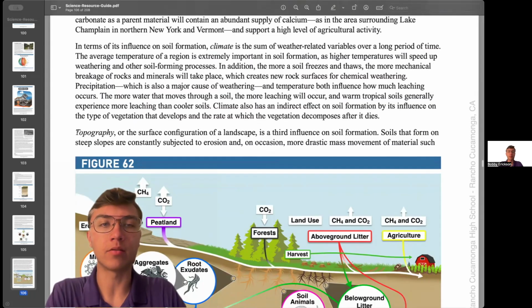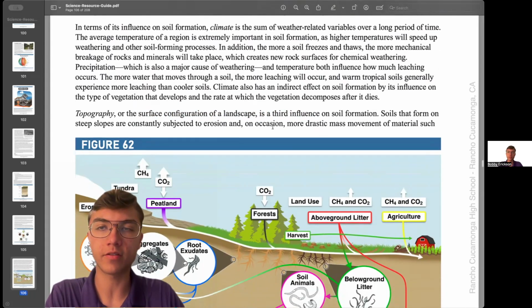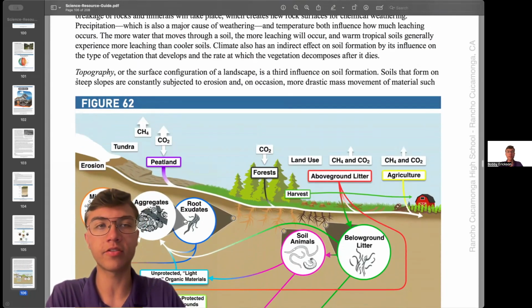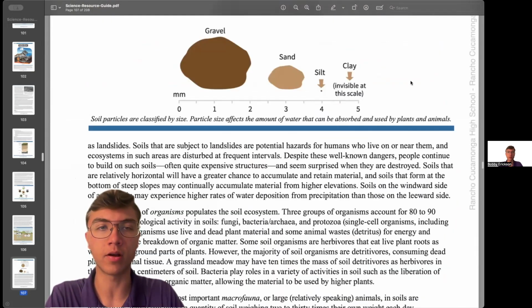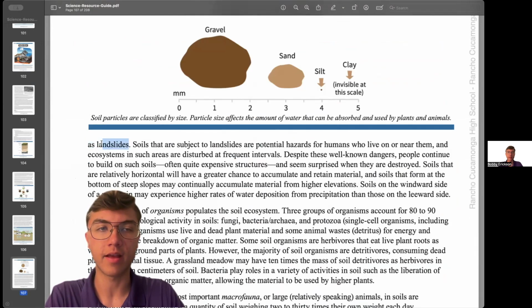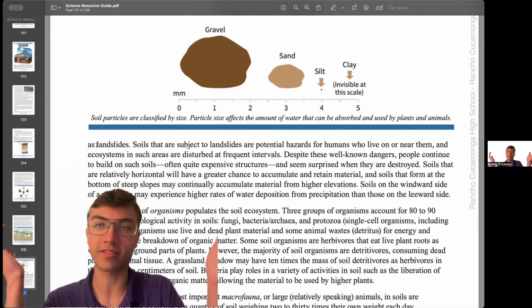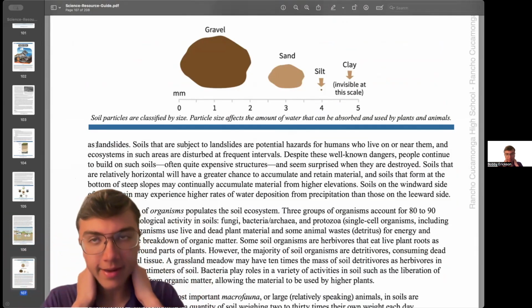Next up is topography, or surface configuration of a landscape, which influences soil formation even more. And so, as I mentioned earlier, if there are steep slopes, then there's going to be a lot of erosion. And so we might have more material moved overall, such as in landslides. And I don't know if avalanches was really the right word when I described it earlier, but I was thinking about snow for some reason, so we can excuse it.